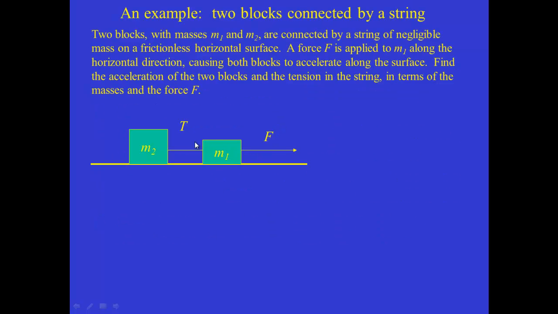So here's the example. I'll explain it and then I'll go to my tablet so I can solve it for you. These two blocks rest on a horizontal surface that has negligible friction. We're going to assume no friction here. They are connected by a string that has tension T, and then we apply a force horizontally to the first mass, m1, and cause the blocks, because of that force, to accelerate to the right along the surface. The unknowns, the things we're trying to solve for, are the acceleration of the two blocks and the tension in the string in terms of the masses and the force F. Since m1, m2, and F are given, those quantities symbolically can appear in the final answer.